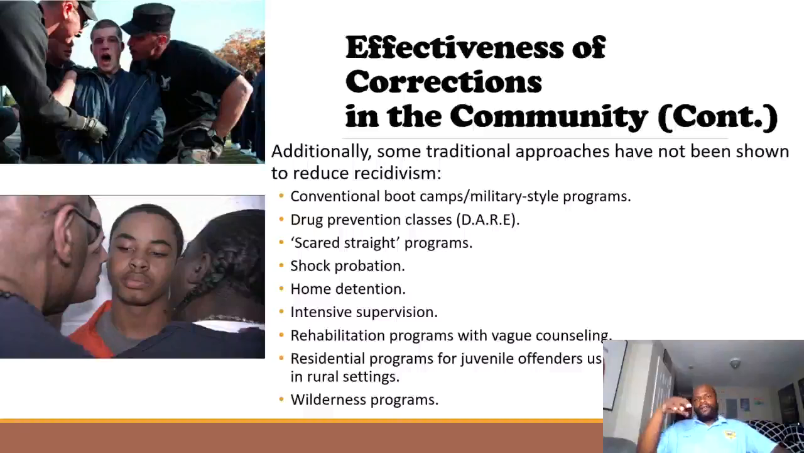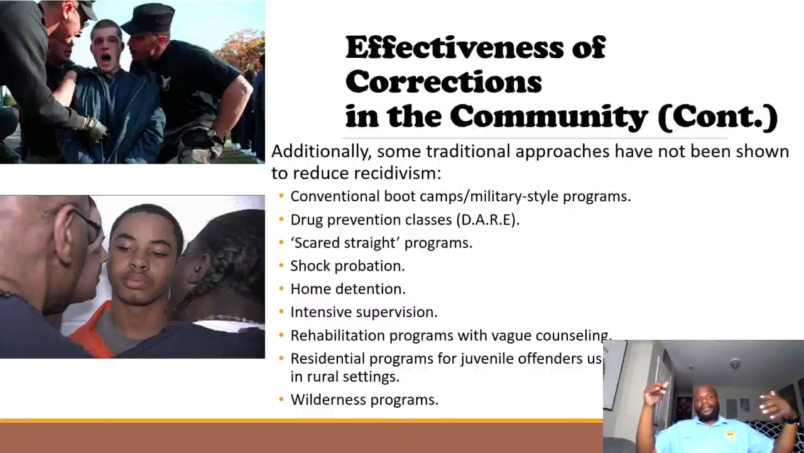Now, some traditional approaches have not been able to show any form of reduction in recidivism. Boot camps don't work. Drug programs like DARE, oftentimes you sing the catchy song, you're standing there with the officer, he's telling you, DARE is designed to keep kids off drugs, but then when you're in the community, who's helping you? That officer's not there.